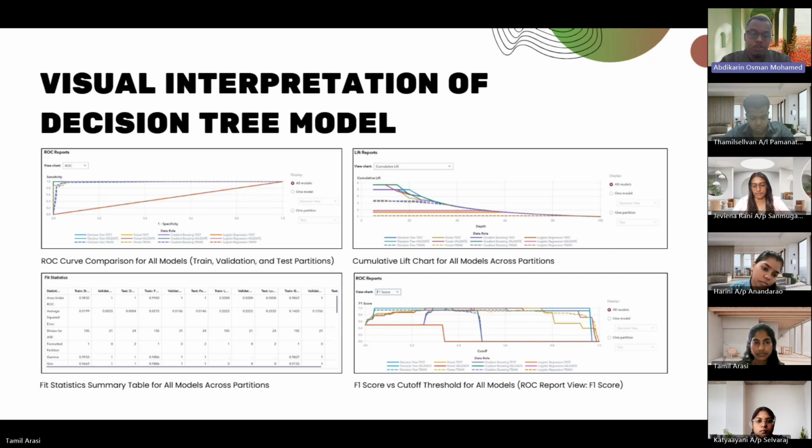Logistic regression is stable but less accurate. Gradient boosting shows inconsistent results. F1 score versus cutoff. Three models maintain high F1 scores across thresholds, providing balanced performance. Logistic regression drops quickly outside 0.5 and gradient boosting is unstable. So next slide, please.